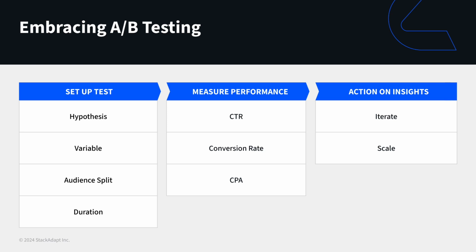And finally, we'll discuss how to turn insights into action. So use the learnings from your A/B test to continually refine your ad creatives. If a particular change proves successful, consider applying that to the other campaigns or ad sets. A/B testing is a cycle of continuous improvement. So keep testing, keep learning, and keep optimizing.